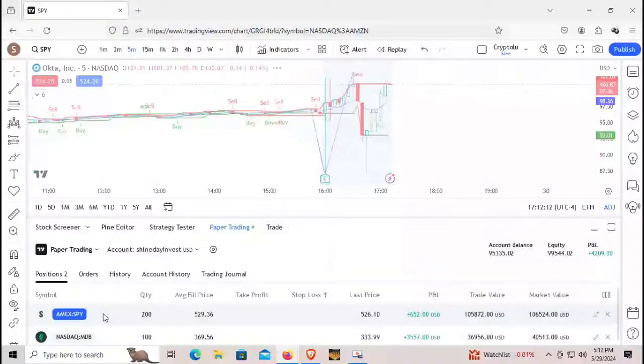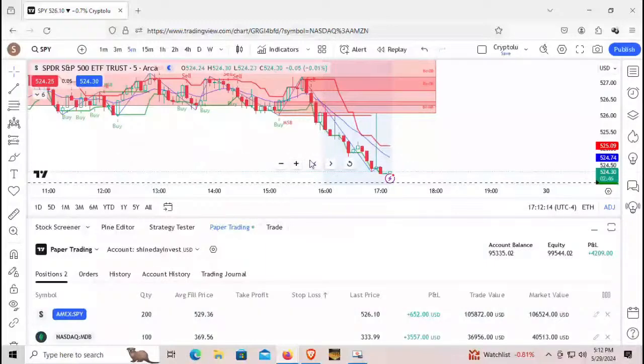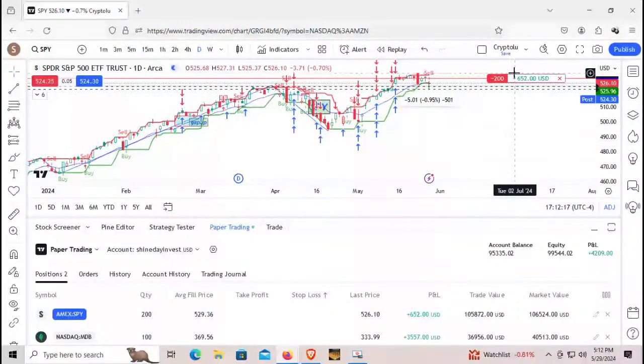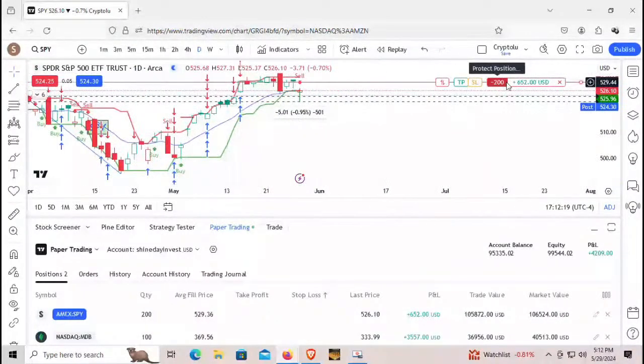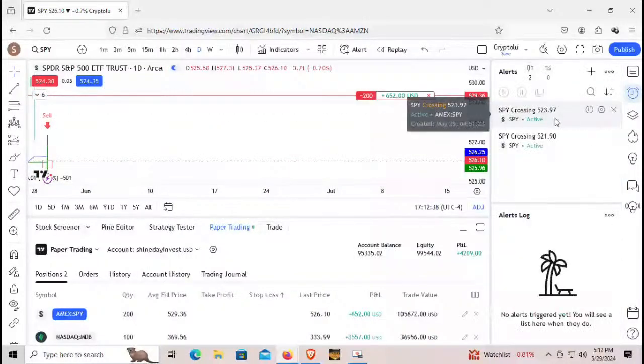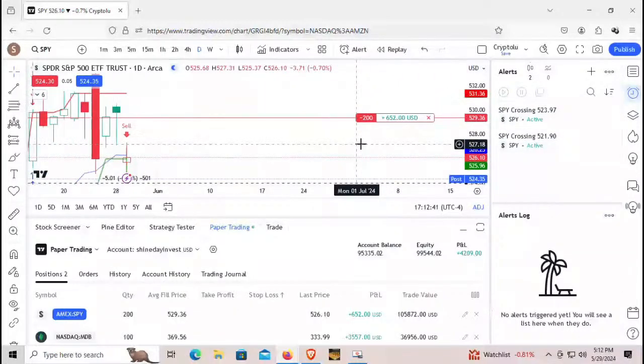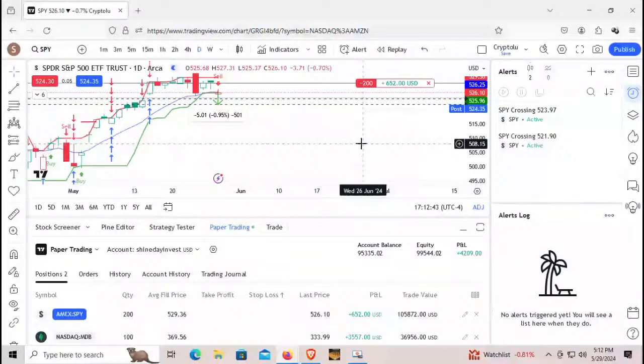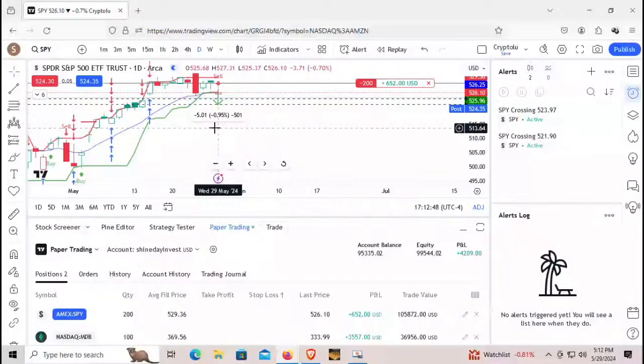So let's take a look here. SPY. I opened a short position all the way up here because I think it was overdue for a correction, and right now it's trading at 524. So I passed the two points that I have over here, the two alarms that I have, the 523 and 521. Actually it didn't pass through, so it's still a little up. 524 right now. So let's see.